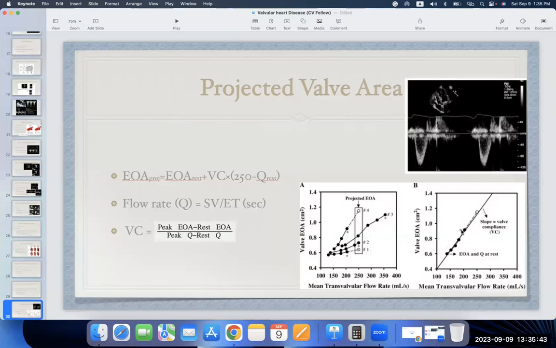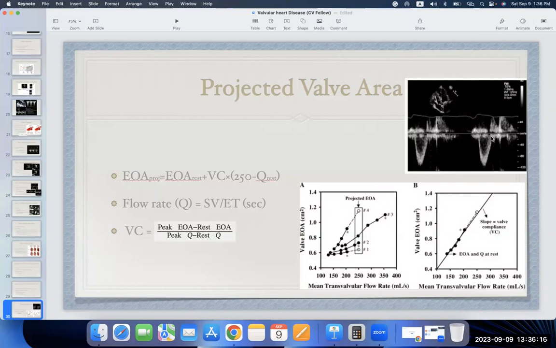So, for example, here, aortic valve area with the exercise minus aortic valve area at rest, divided by the flow with the exercise minus the flow at rest. The flow rate we calculated by dividing the stroke volume by the ejection time. Ejection time you get from the Doppler. The ejection time will start from the beginning of the LVOT VTI to the end. So this is the ejection time.